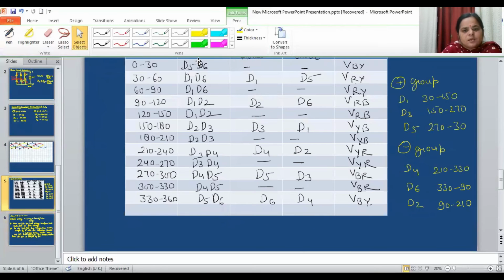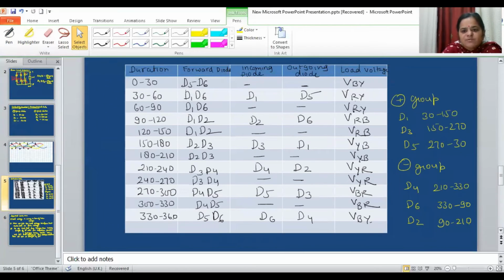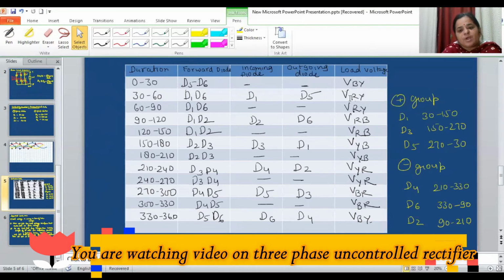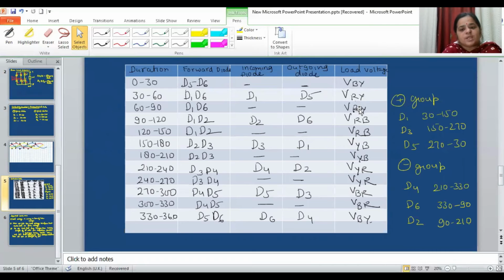Like in the conduction table, if I am getting VBY between 0 to 30, then when we plot on the line voltage waveform, we will get the load voltage VBY between 30 to 60. Similarly, here between 30 to 60 we are getting VRY, but when we plot this load voltage on the line voltage, we will plot it between 60 to 90. So that means this load voltage table will be shifted by one step.